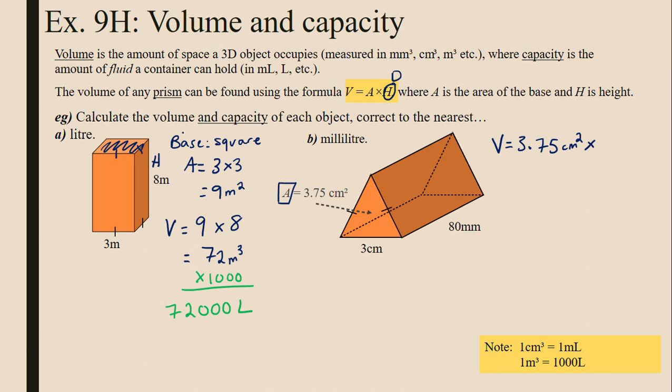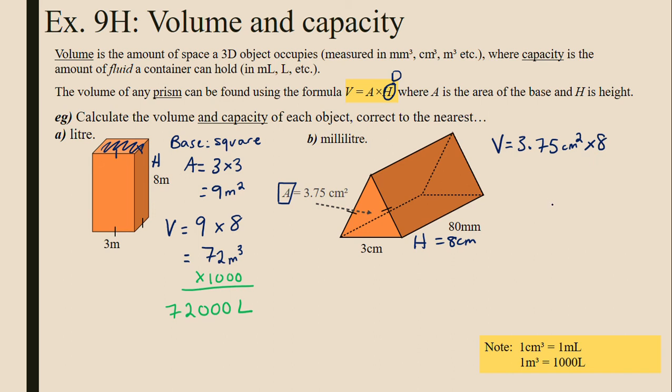And here we've got our area in centimeters, but our height in millimeters. So we're going to need to convert that. To go from millimeters to centimeters, we divide by 10 to get 8 centimeters. And again, our height is 8, and that's our height. We should label it H or D, whatever. And we multiply by 8.